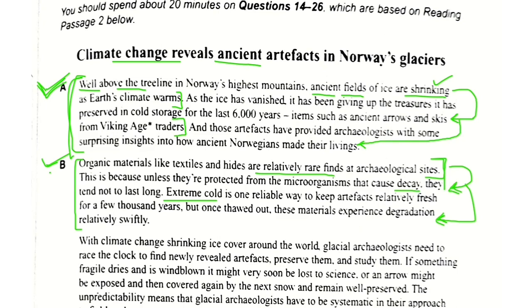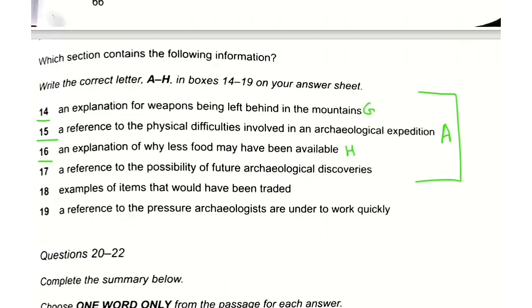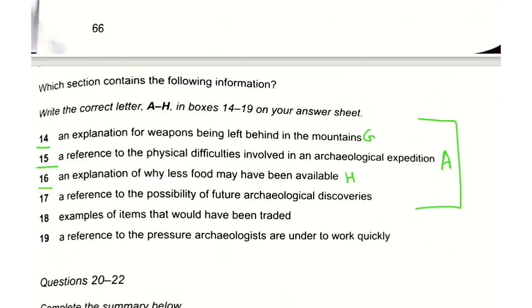Now we'll be looking at how we have to read the question, because we tend to read the question two to three times, but still we don't understand the meaning of the question. If you don't understand the meaning of the question, it's very difficult for you to find the answer in the passage. We'll link the 14th question. Here you can see an explanation of weapons being left behind in the mountains.